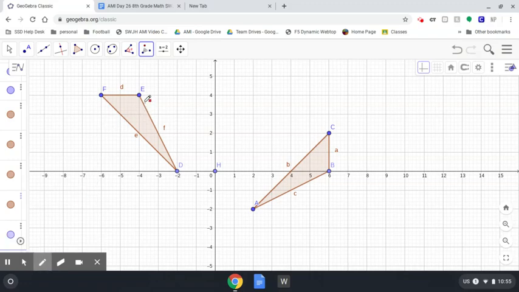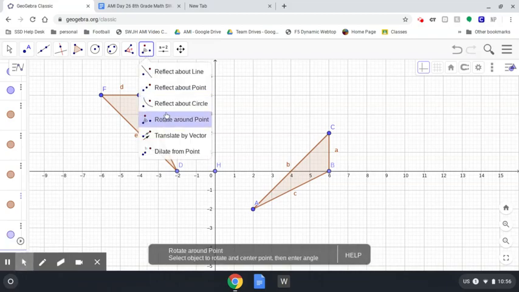If I go from D to E to F, I am going counterclockwise. If I go from that same point A to B to C, I am going counterclockwise. And so they have the same orientation, so that means reflection is out of the question. So really our only two choices are does it translate and does it rotate?